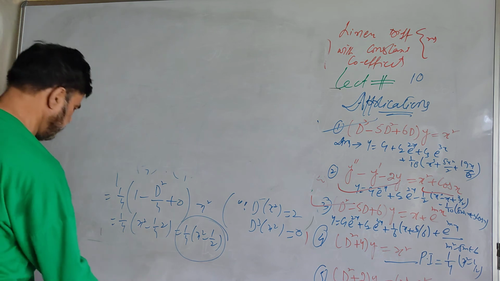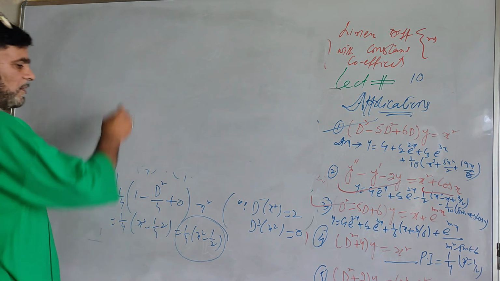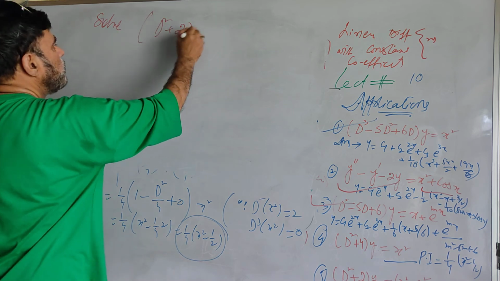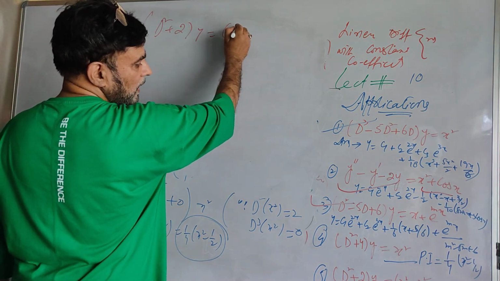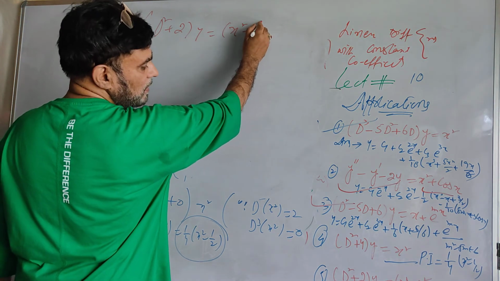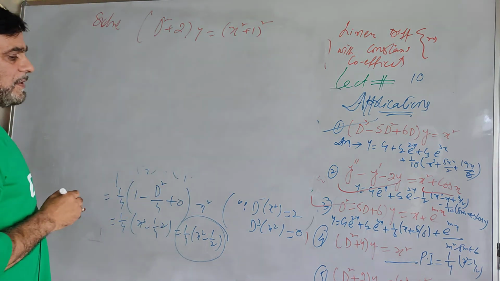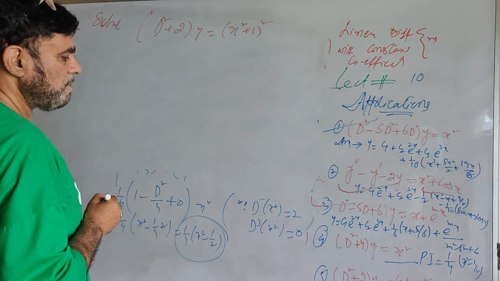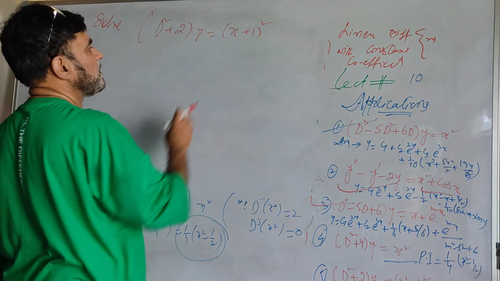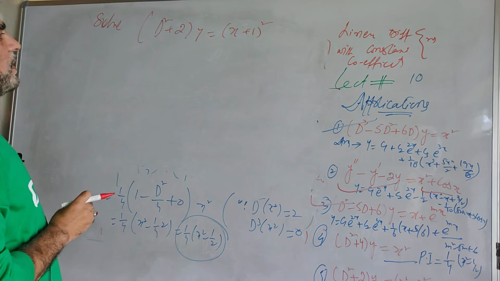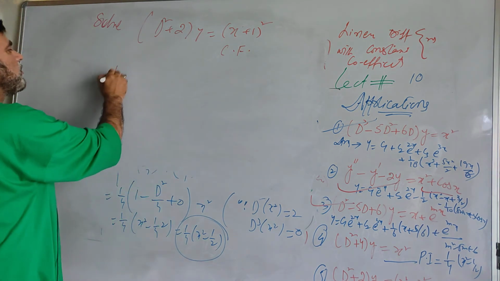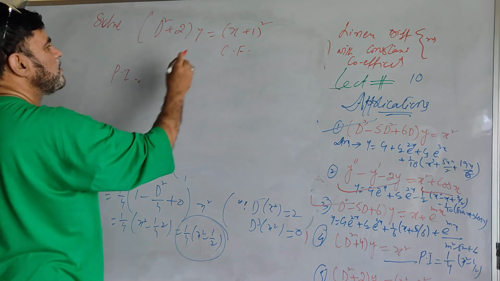Suppose you have one more part. You want to solve (D square plus 2)y is equal to (x plus 1) whole square. As per the answer, it is x plus 1. You will find out the complementary function. You go for the particular integral. It is your x plus 1 whole square by D square plus 2.